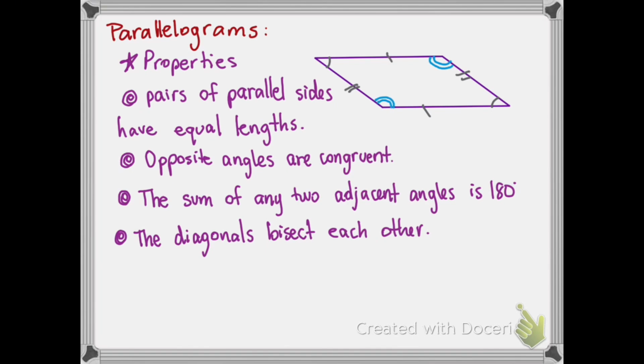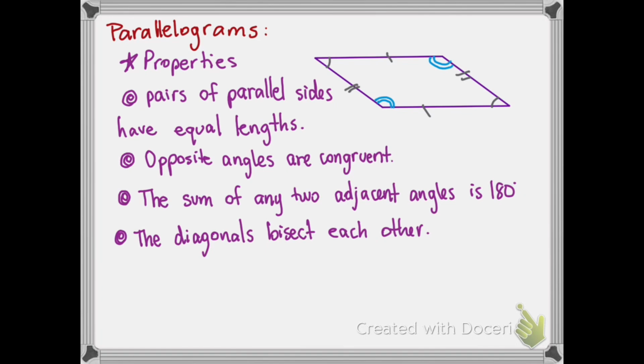The third property is that the sum of any two adjacent angles is 180. So what that means is that if I add this angle plus this angle, that's going to be 180. But also, these two are going to be 180. But also, these two are going to be 180. So any two adjacent angles, remember adjacent means that they're next to each other, are supplementary, or they equal 180.